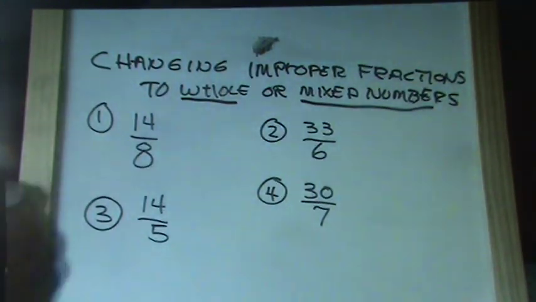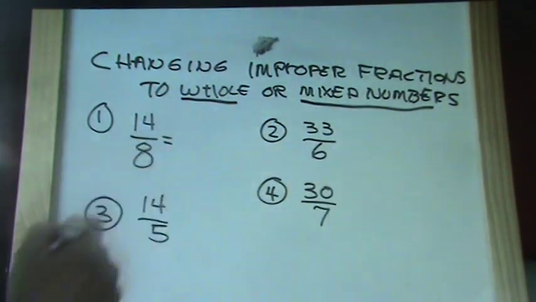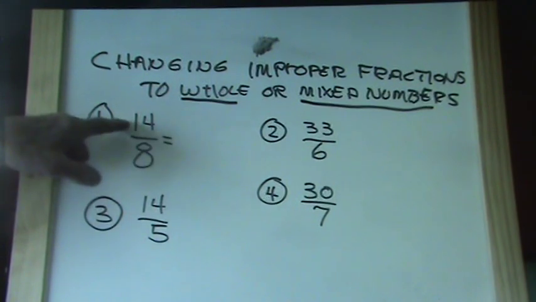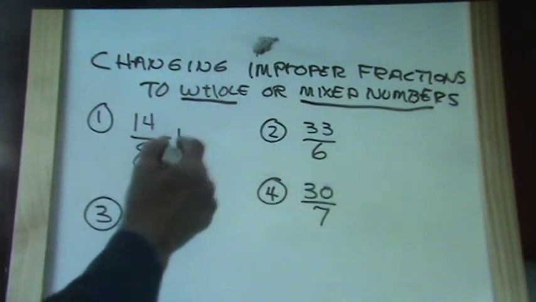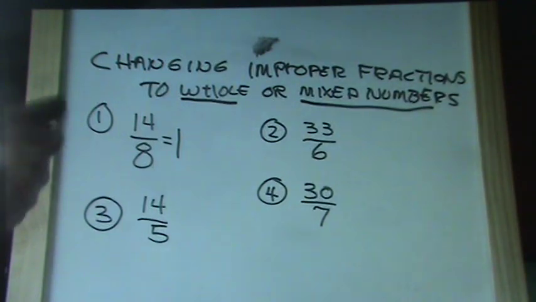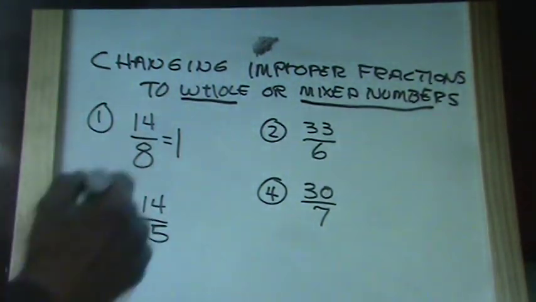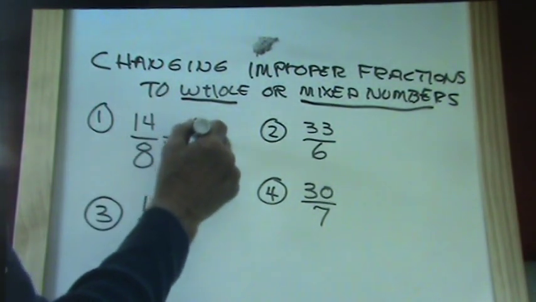14/8. Okay, well, I know I divide 8 into 14. 8 will go into 14 one time. So 8, 9, 10, 11, 12, 13, 14. I have 6 left over. 6/8.